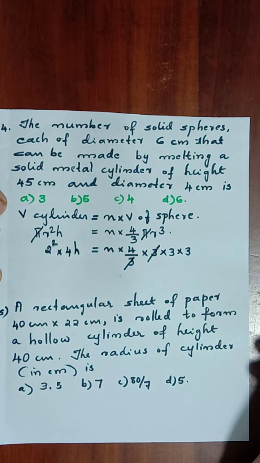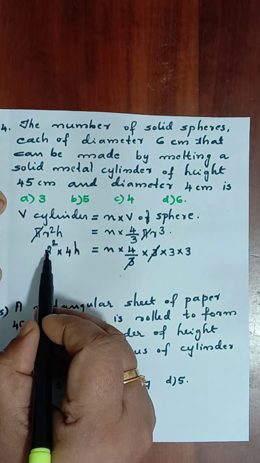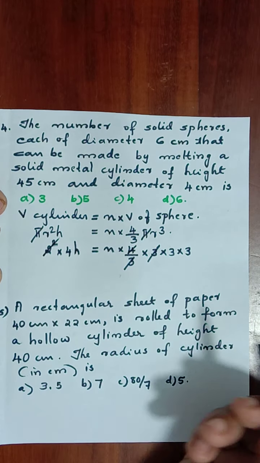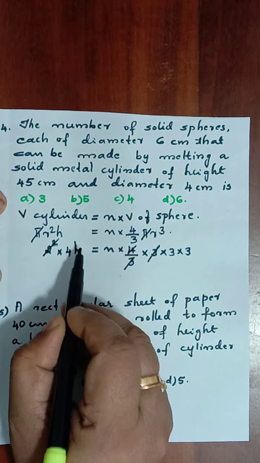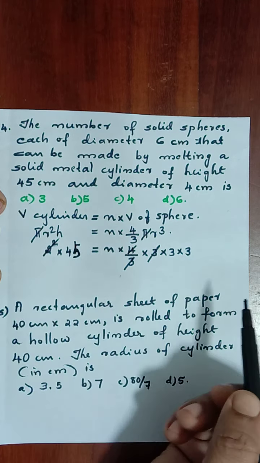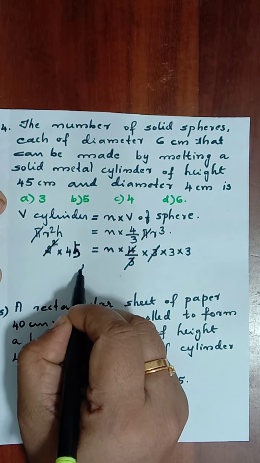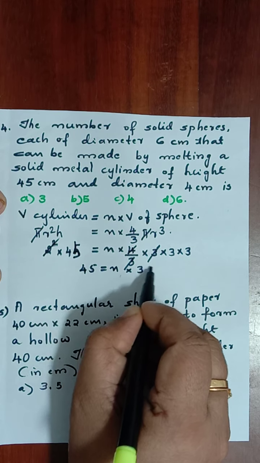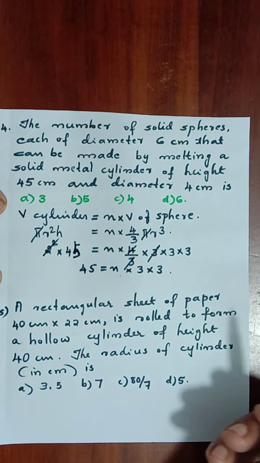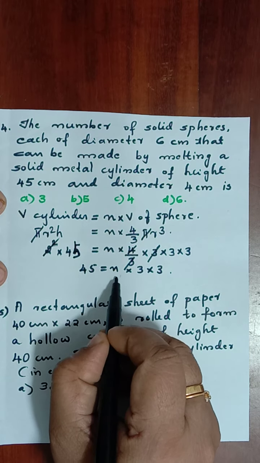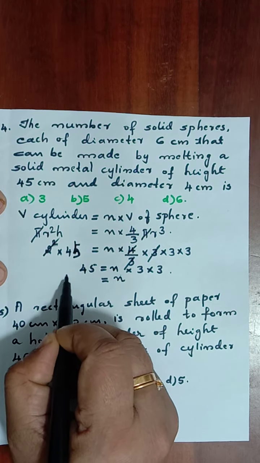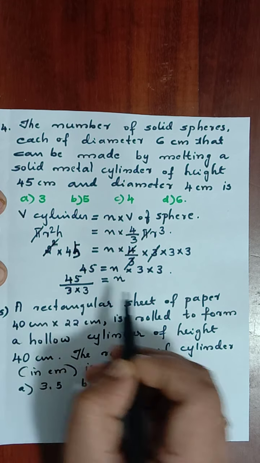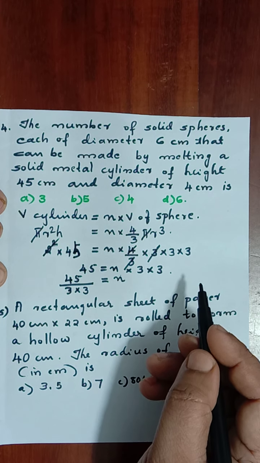So we are cancelling like this. 2 square is 4, here also we have 4, so we are cancelling this. r square into 45, yes, 45 centimeter. So 45 is equal to n into 3 into 3. So again, if you keep n here, we will be having 45 divided by 3 into 3.